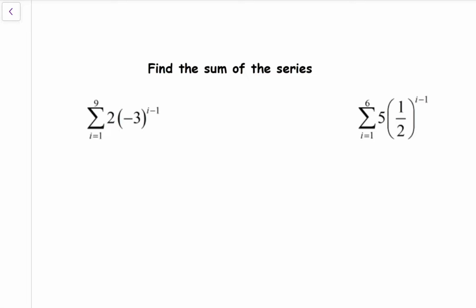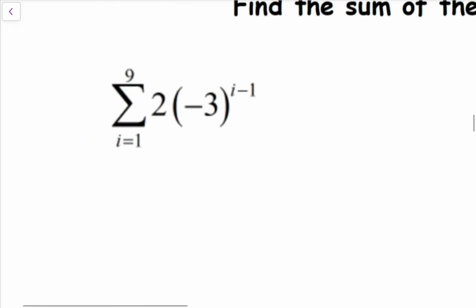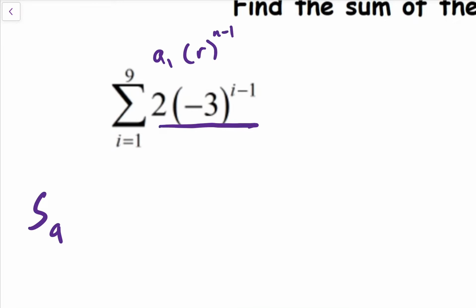So, find the sum of the series. Again, we are just going to use our formula. And again, if we look here, this is summation notation saying we're finding the sum of the first term through the ninth term. So we are finding s sub 9. And again, in the summation notation, there is our rule, meaning a1 times r to the n minus 1. They use i in this case, so our first term is 2. Our common ratio is negative 3.